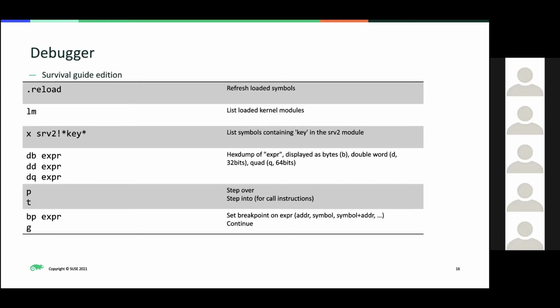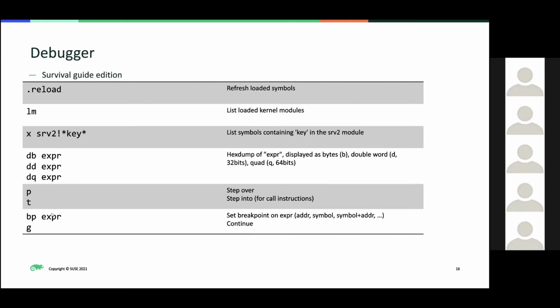P is to step over, so it's like next in GDB. T is to step into. So if you're at a function which is calling another function, running T will actually step into that function. P will just wait for the function to return and go to the next instruction.